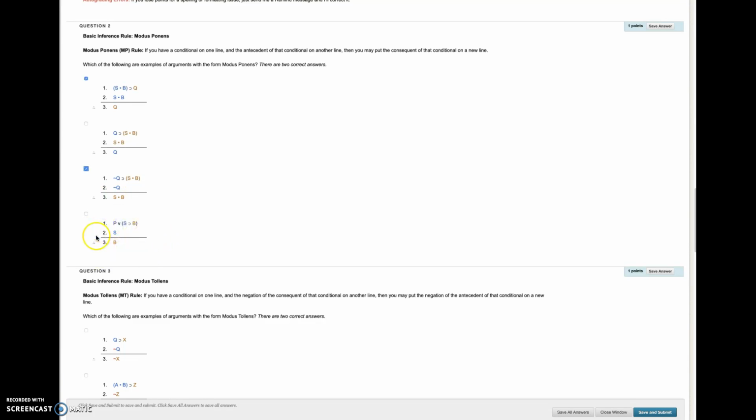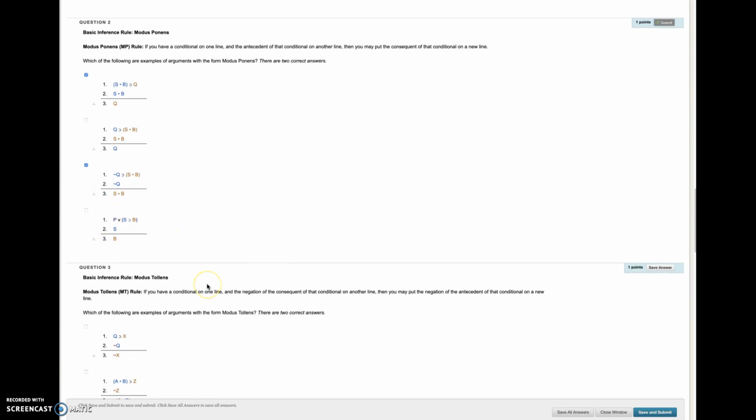Next, we've got this question. This is a tricky one. Here we have a conditional, we have the antecedent of that conditional, and we've inferred the consequent, but this is not an example of modus ponens because this is not on its own line. This rule applies if you have a conditional on a line. That means conditional is the main operator. This isn't a conditional. This is a disjunction that has a conditional as a disjunct. So conditional has to be the main operator like these ones above. It's not an example of modus ponens.